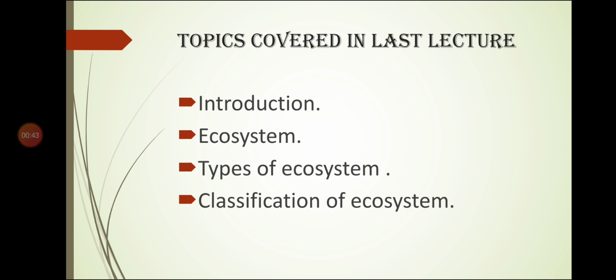When I say types of ecosystem, it means natural ecosystem, that is terrestrial ecosystem and aquatic ecosystem. And then we have studied about classification of ecosystem. That means the ecosystems are classified as natural ecosystem and artificial ecosystem. So all these topics we have covered in our last lecture.